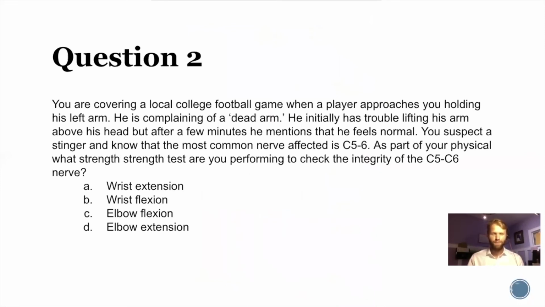Question number 2. You are covering a local college football game when a player approaches you holding his left arm. He's complaining of a dead arm. He initially has trouble lifting his arm above his head, but after a few minutes, he mentions that he feels normal. You suspect a stinger and know that the most common nerve affected is the C5-C6 nerve. As part of your physical, what strength test are you performing to check the integrity of the C5-C6 nerve?